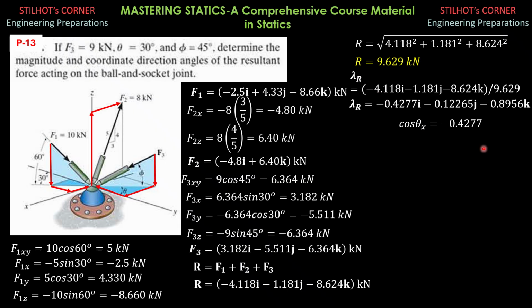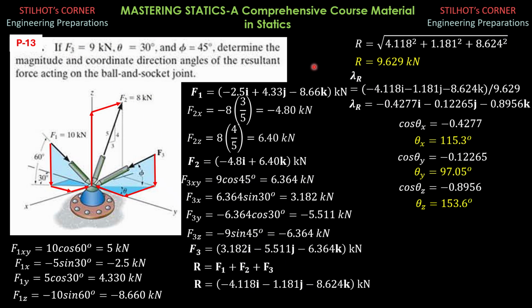Cosine theta x is negative 0.4277, inverse cosine. So that would be an obtuse angle equal to 115.3 degrees. Cosine of theta y is negative 0.12265. So theta y, inverse cosine of negative 0.12265, is 97.05 degrees. Cosine theta z is negative 0.8956, so theta z, inverse cosine of negative 0.8956, is 153.6 degrees.